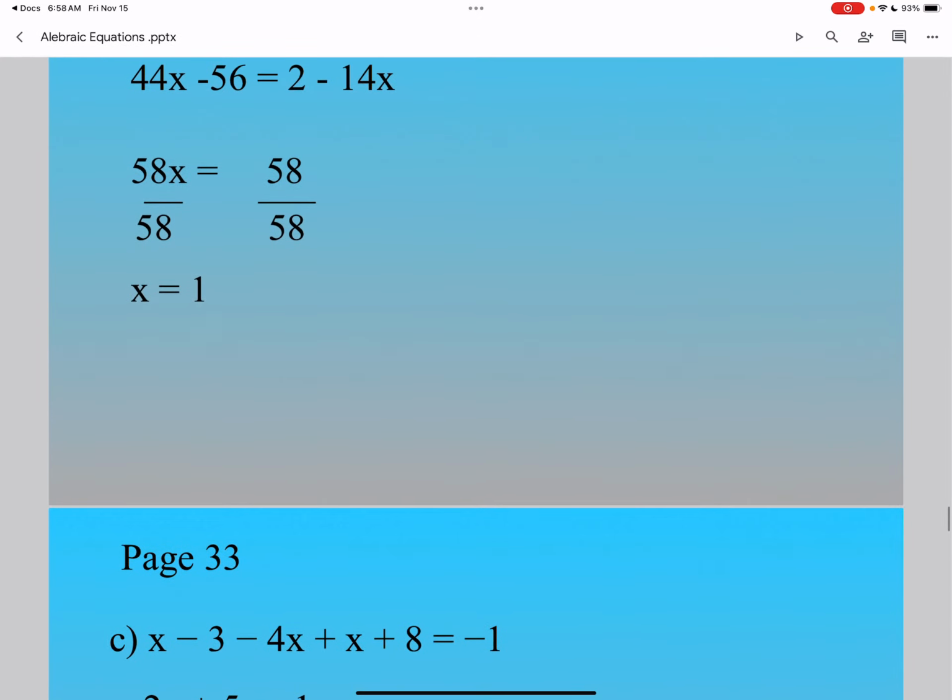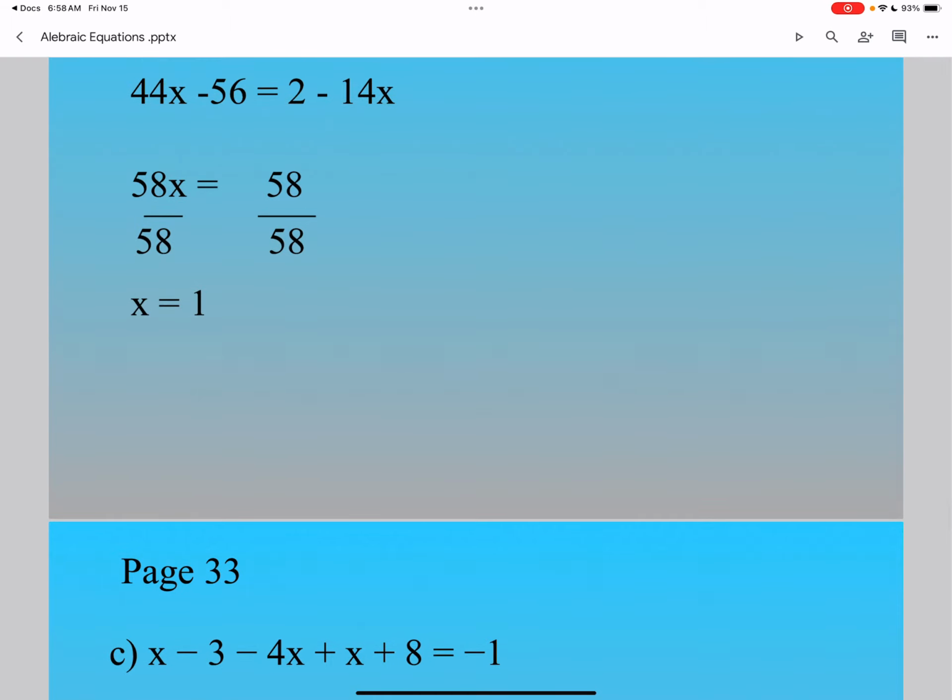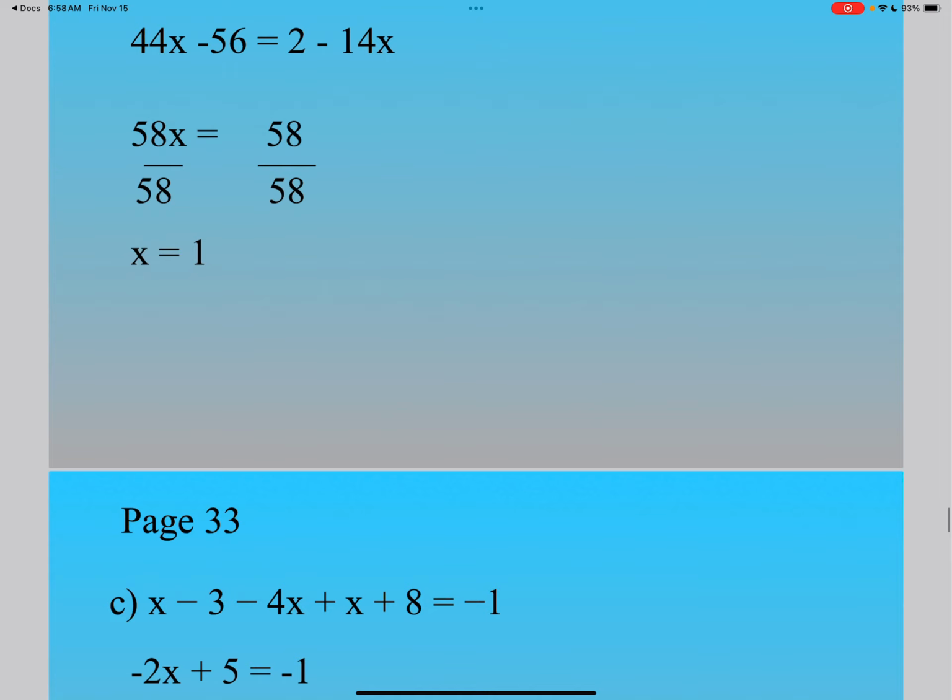Here's another great example. When you download the PowerPoint and you click on it, you'll notice often what I do is I have animations, and so when you do this, it helps you to find out what the next step is from here.